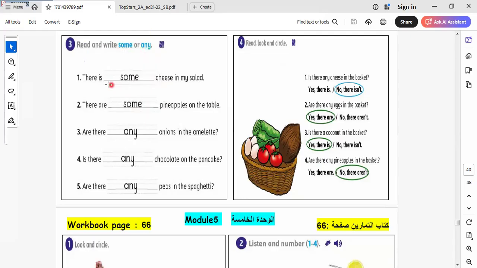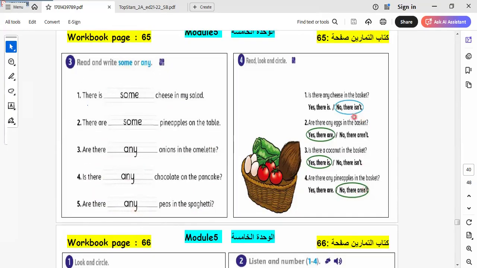Let's practice with these sentences. There is cheese in my salad. This sentence is in the affirmative form, so I put here some. There are pineapples on the table. This is affirmative form, so I put here some. Are there sliced onions in the omelet? Here is the question. I put some or any? Without thinking, I put any. Is there sliced chocolate in the pancake? It will be any. Why? Because it's a question. Are there sliced pieces in the spaghetti? It will be any.